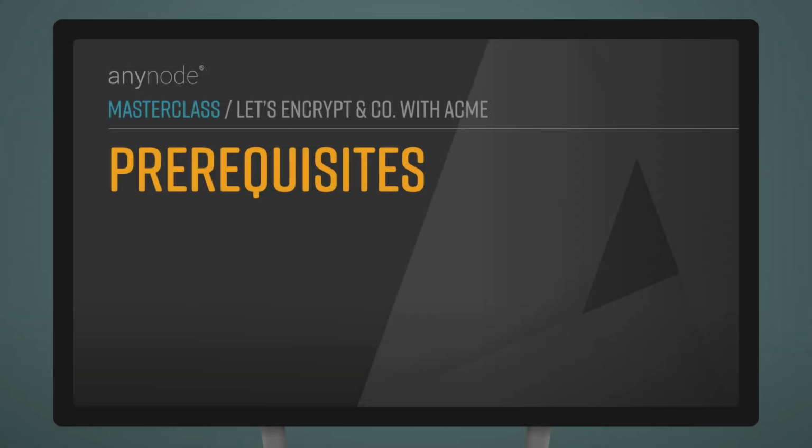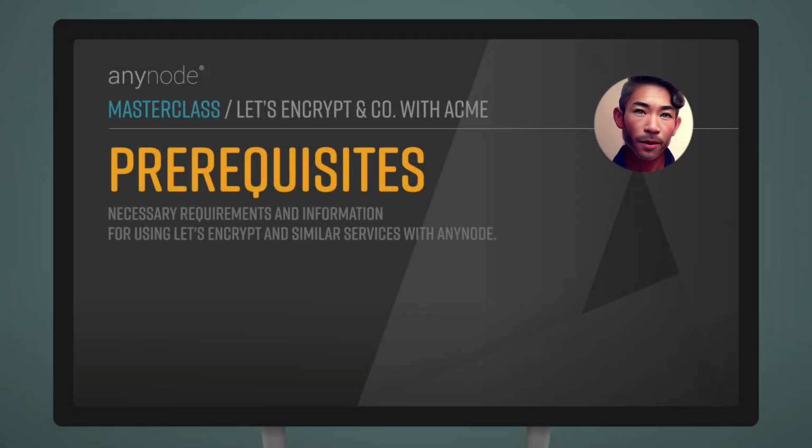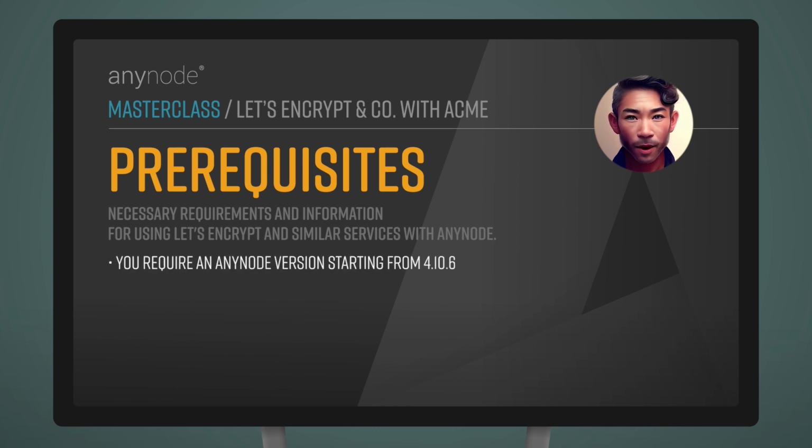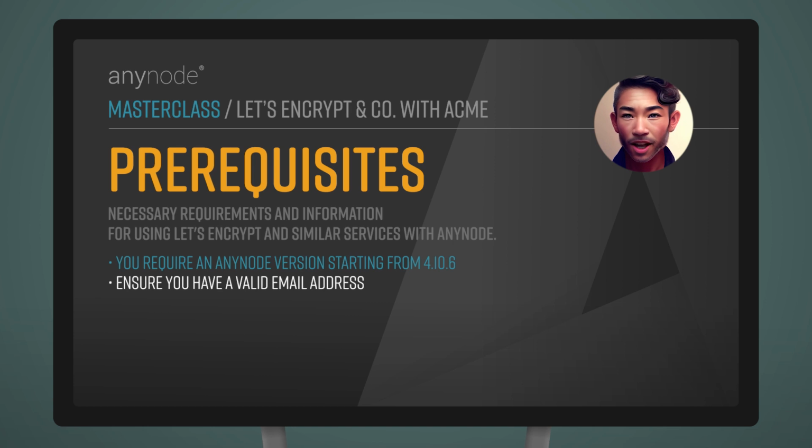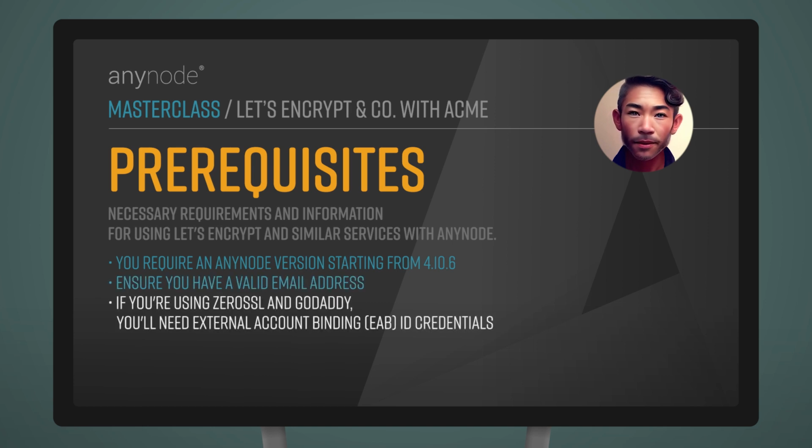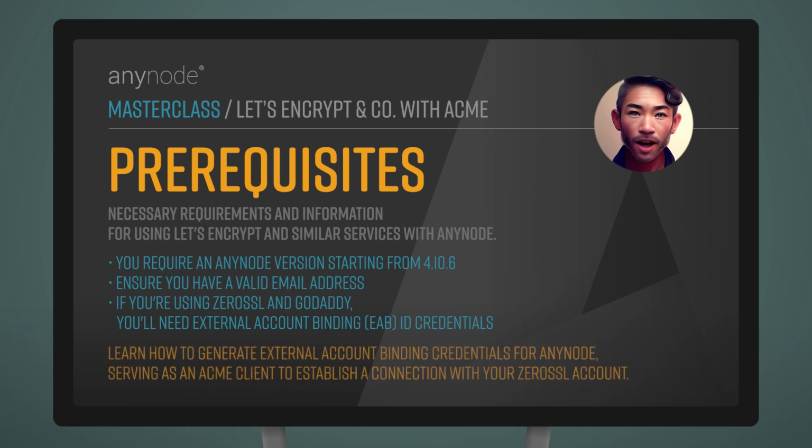Prerequisites. To help you understand the necessary requirements and information for using Let's Encrypt and similar services with anynode. You require an anynode version starting from 4.10.6. Ensure you have a valid email address. If you're using ZeroSSL and GoDaddy, you'll need external account binding ID credentials. In this chapter, you will learn how to generate external account binding credentials for anynode, serving as an ACME client to establish a connection with your ZeroSSL account. If using Let's Encrypt, an ACME account is not mandatory when starting the wizard.